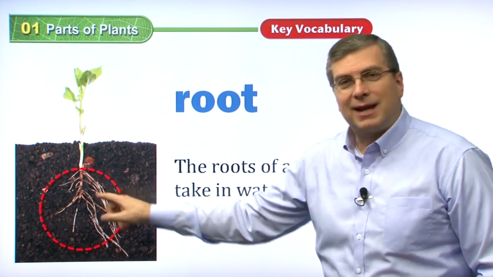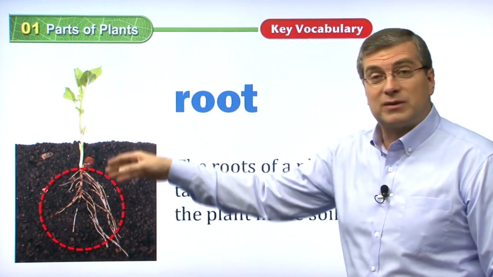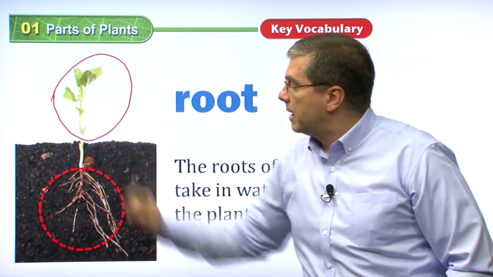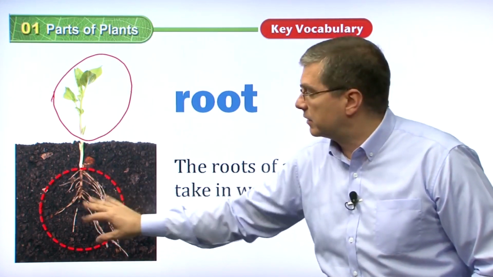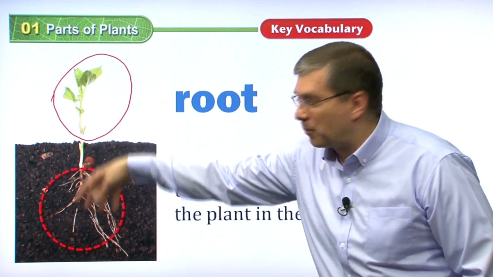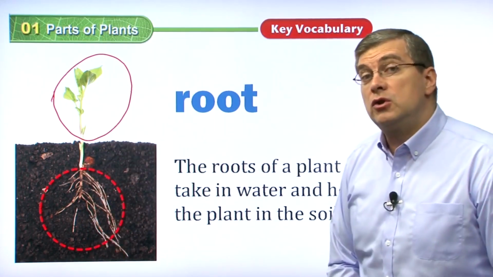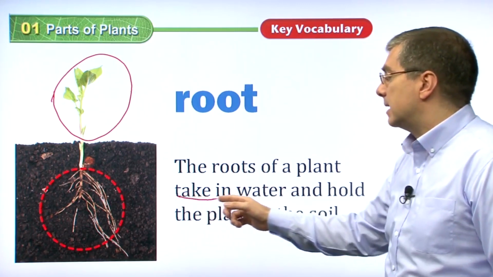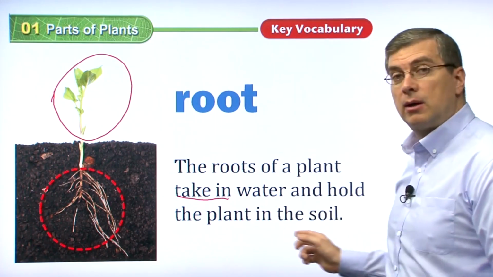Okay, moving on. Here we have the root. This is the part of the plant that you don't see. It's in the ground. In the previous picture, we only saw this part of the plant here, right? But we didn't see this part. This part are the roots, and these are typical looking roots for a plant. They have many different parts, like arms going into the ground. What does the root do for the plant? The roots of a plant take in water and hold the plant in the soil.